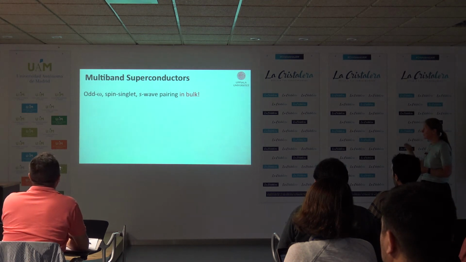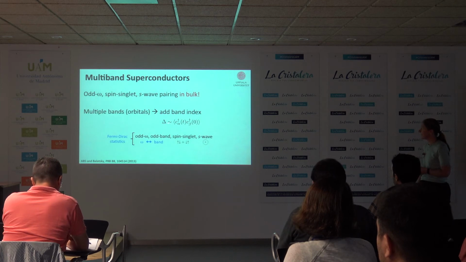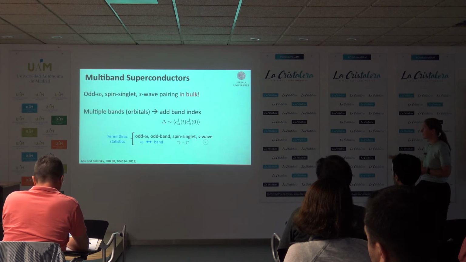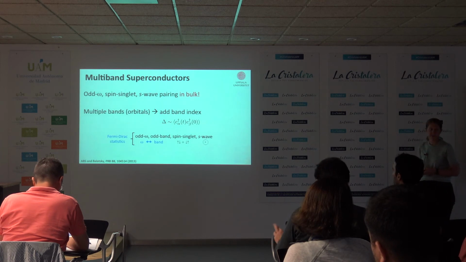So this gives you odd frequency pairing in the bulk. What happens is that you get another index to play with. So now alpha and beta is not just spin and parity, it's also band index or orbital index as well. So now you can, for example, be spin singlet S-wave, odd in frequency and then odd in band, and this is still satisfying Fermi statistics.